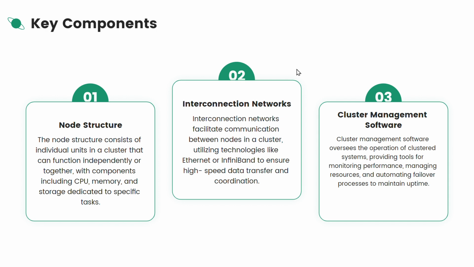The node structure consists of individual units in a cluster that can function independently or together, with components including CPU, memory, and storage dedicated to specific tasks. Interconnection networks facilitate communication between nodes in a cluster, utilizing technologies like Ethernet or InfiniBand to ensure high-speed data transfer and coordination. Cluster management software oversees the operation of clustered systems, providing tools for monitoring performance, managing resources, and automating failover processes to maintain uptime.